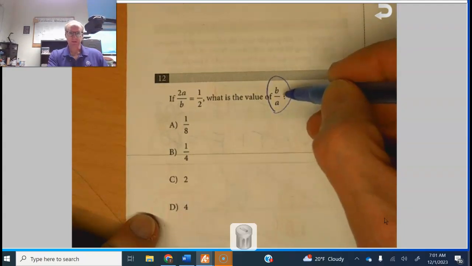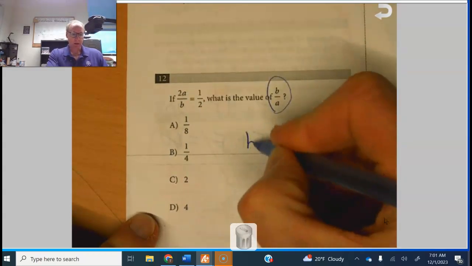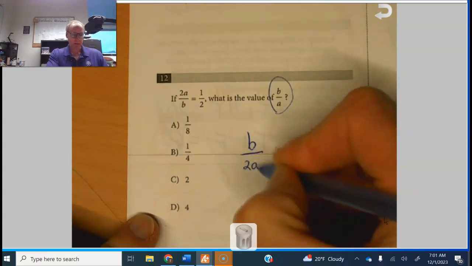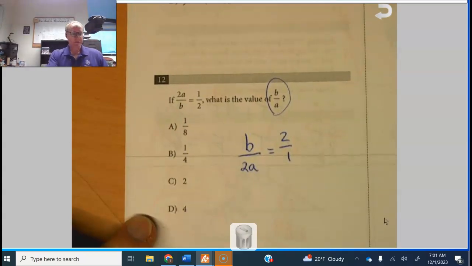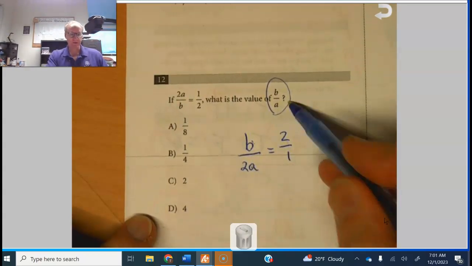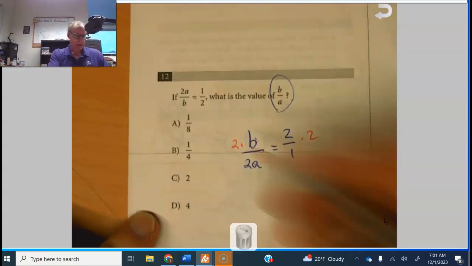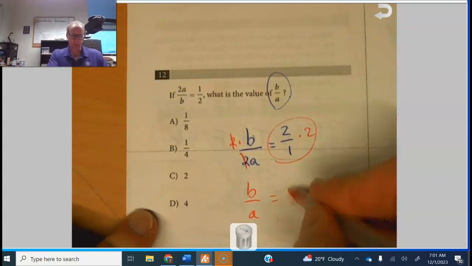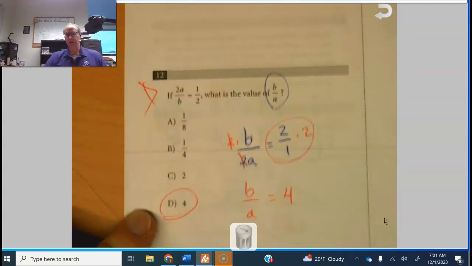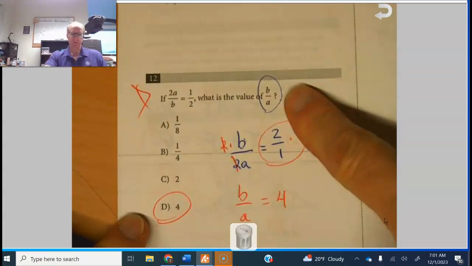So what I'm going to do is I want to get B over A. So I'm going to turn this over. I'm going to do the reciprocal. B over 2A is equal to 2 over 1. Now I'm almost done. I have B over 2A, but what I really want is B over A. And in order to make it look like this, I just have to multiply by 2 on this side, multiply by 2 on that side, and look what happens. The 2's cancel out, and I get B over A equals 4. Done. Moving on. I love these kinds of problems where you solve for an expression.